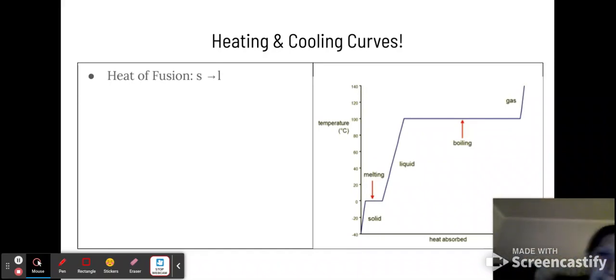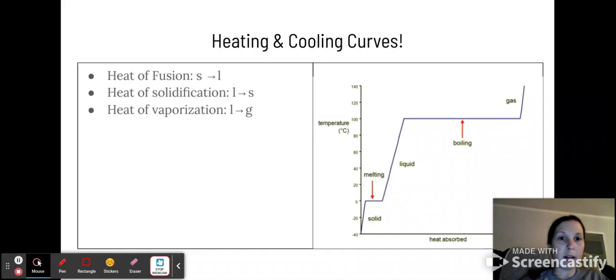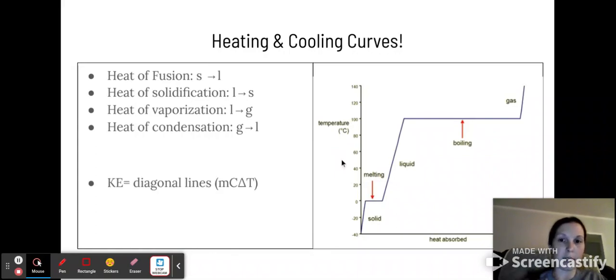So we've got heat of fusion, and heat of fusion is going from solid to liquid. So it's melting. Heat of solidification is the opposite, so that's liquid to solid. Heat of vaporization is liquid to gas, so boiling. And then heat of condensation is gas to liquid. Okay, so those are the basics there, and you may want to label that on one in your notes. If you don't have one, you might want to draw one in really quick.